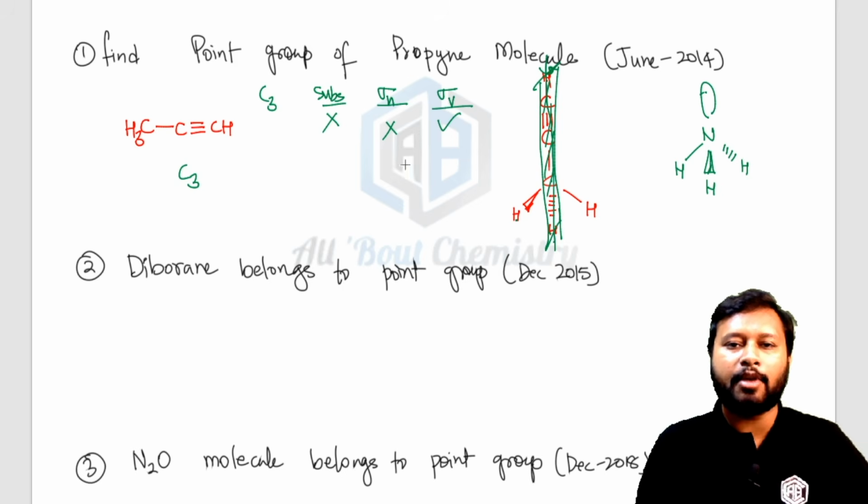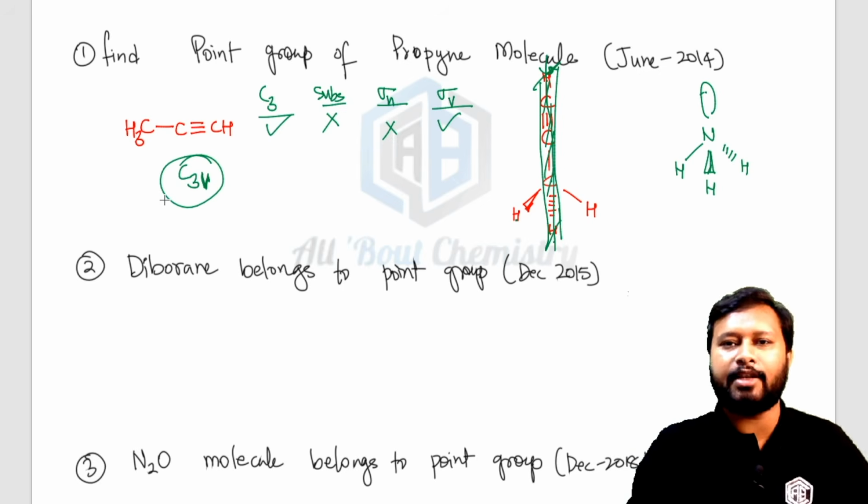So what will be the point group? C3 is the principal axis and we have sigma v, combine them, it will be C3v. So C3v is the point group for the propyne molecule. Very simple. Let's see the next question now.